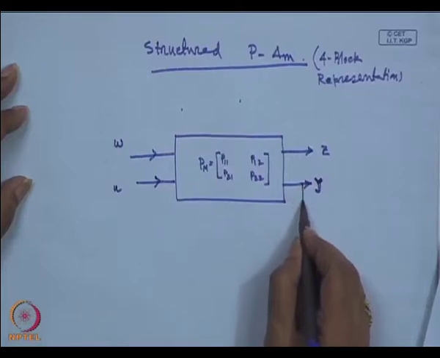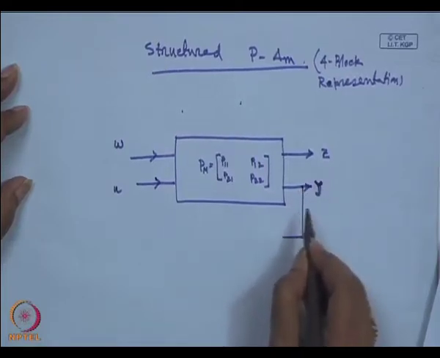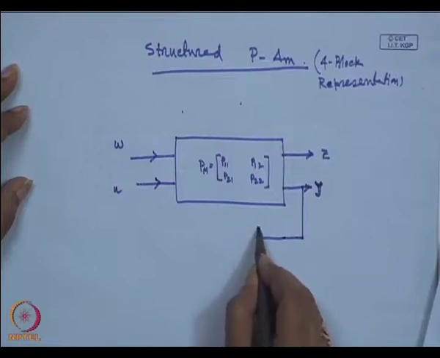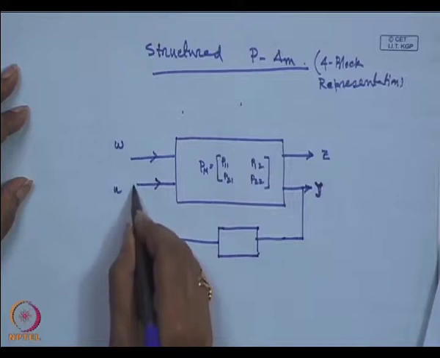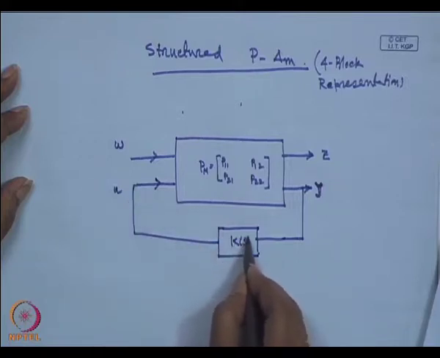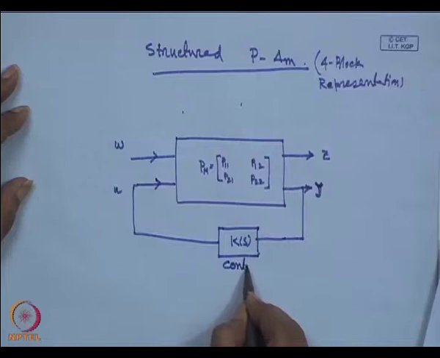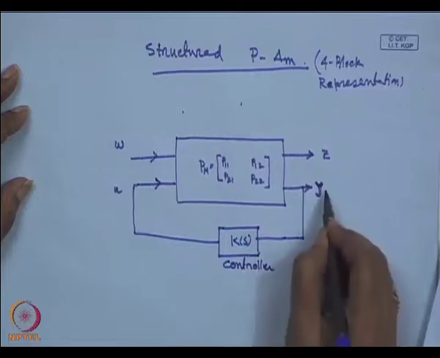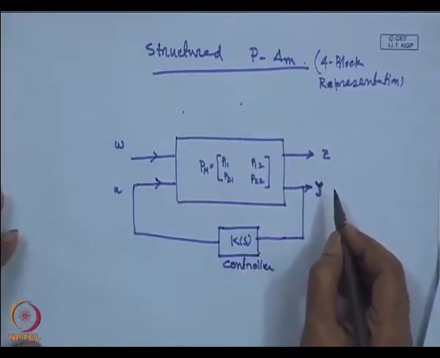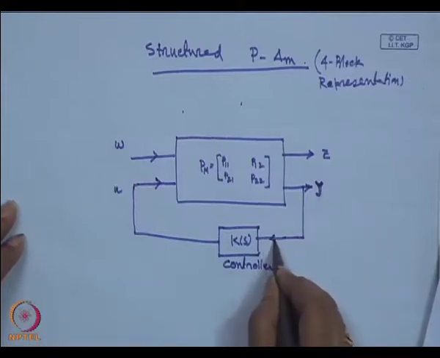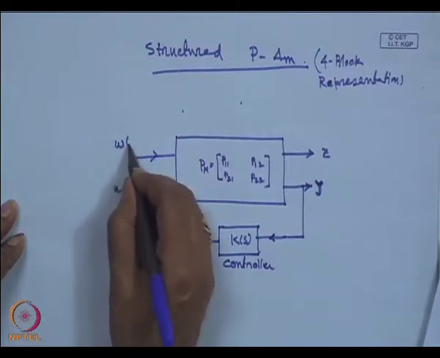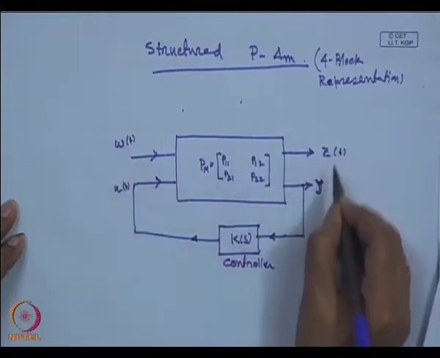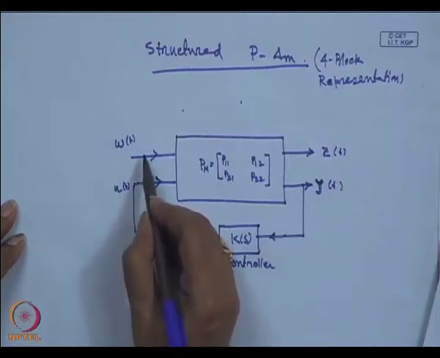And this Y of t is used for control purposes, for designing a controller to get the control signal, which we call K of S. The measured output is used for generating the control signal U of t. Then you see there is a perturbation associated.